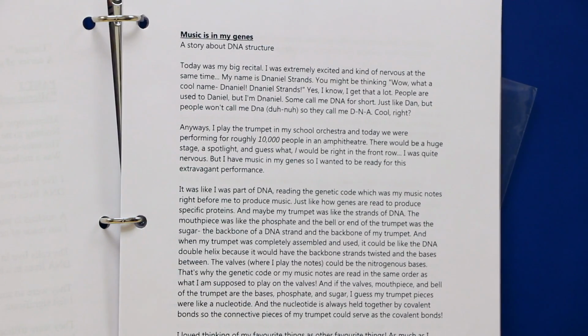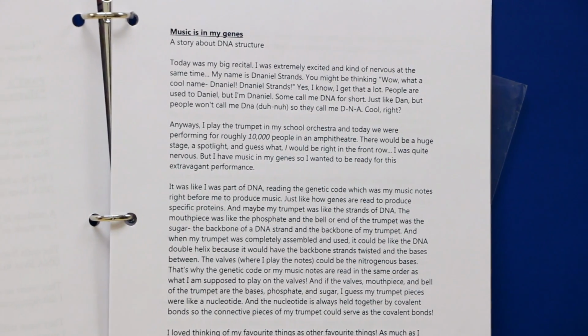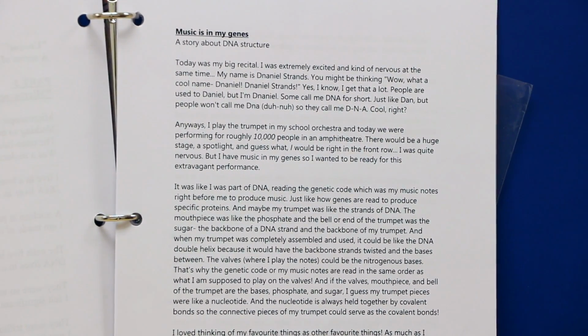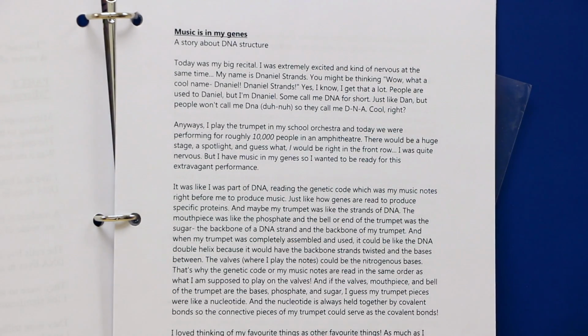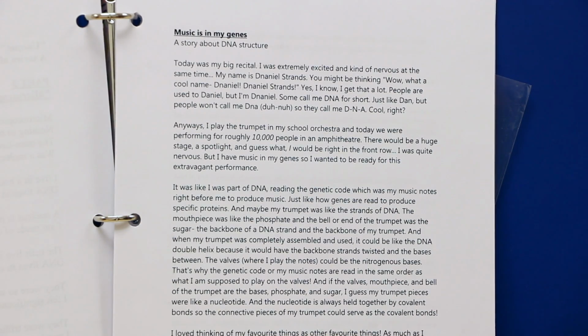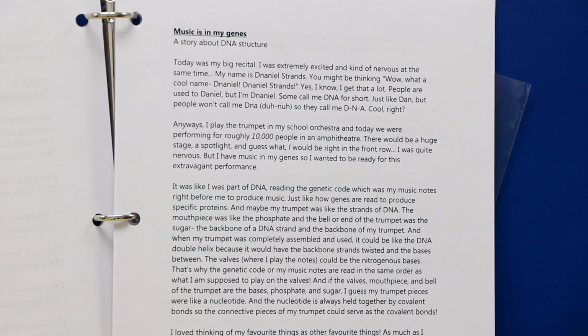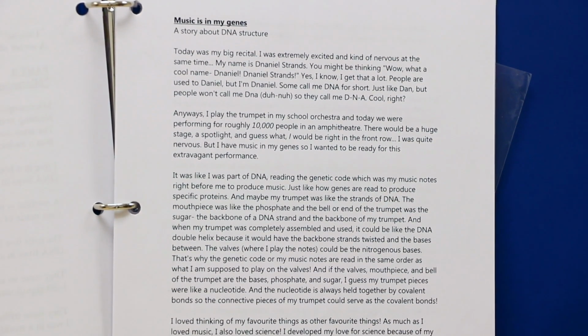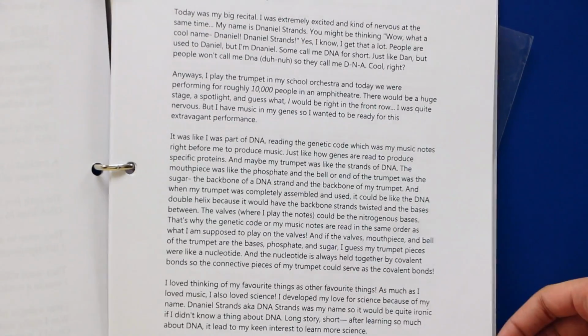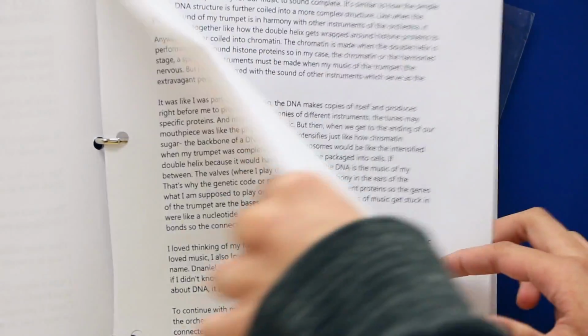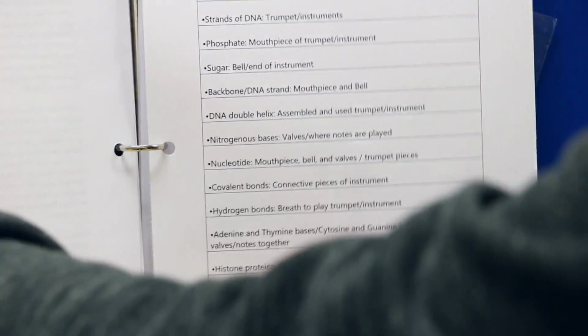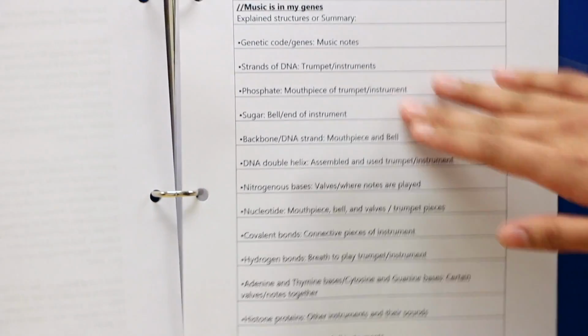So basically there's a main character. His name is Daniel Strands. It's a unique name. He talks about that. And his name for short is DNA because he doesn't want to be called Dana. So his name is Daniel Strands. And he plays the trumpet in his school orchestra. And today they're performing for like 10,000 people in an amphitheater. So he has his trumpet, and throughout the story it's being compared to different things. So I'll read the summary for you.